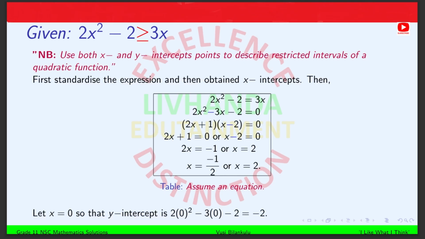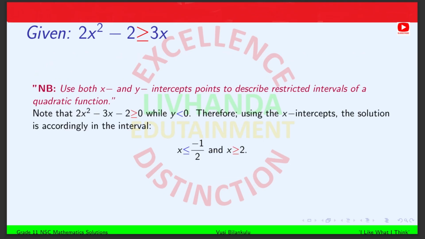Now, for the y-intercept, let x equal 0. Then the y-intercept equals negative 2. Note that the given quadratic expression is greater than or equal to 0, while the y-intercept is less than 0. So, accordingly, using critical values of x, the solution is in the interval x less than or equal to negative 1/2 and x greater than or equal to 2.